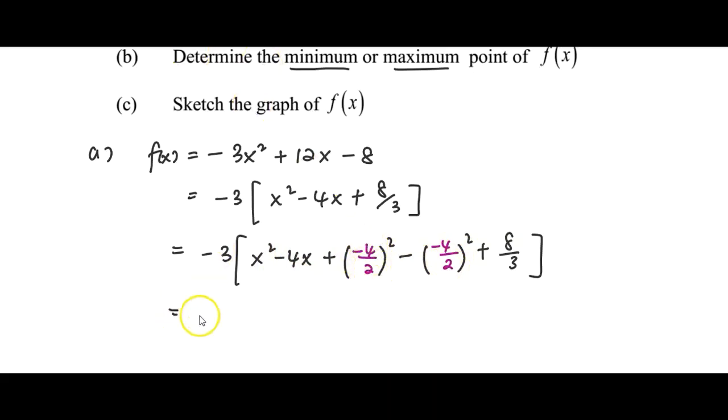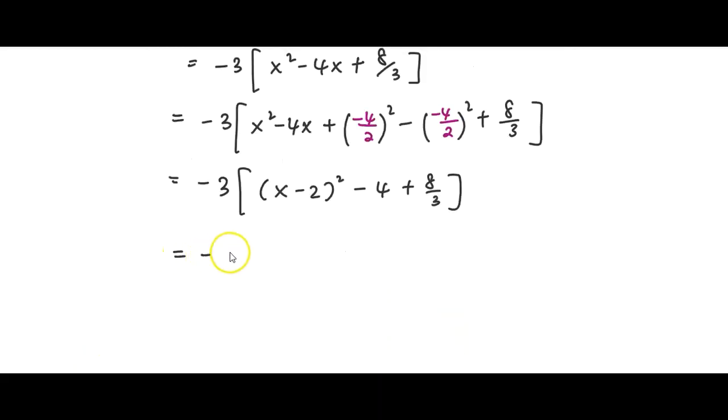After that, the first three terms I'm going to simplify into (x minus 2) squared. The negative 2 comes from the negative 4 divided by 2. Then simplify the constant: you get negative 2 squared, that is negative 4, plus 8 over 3. Alright, then I simplify the constant first, and I get negative 4 over 3.